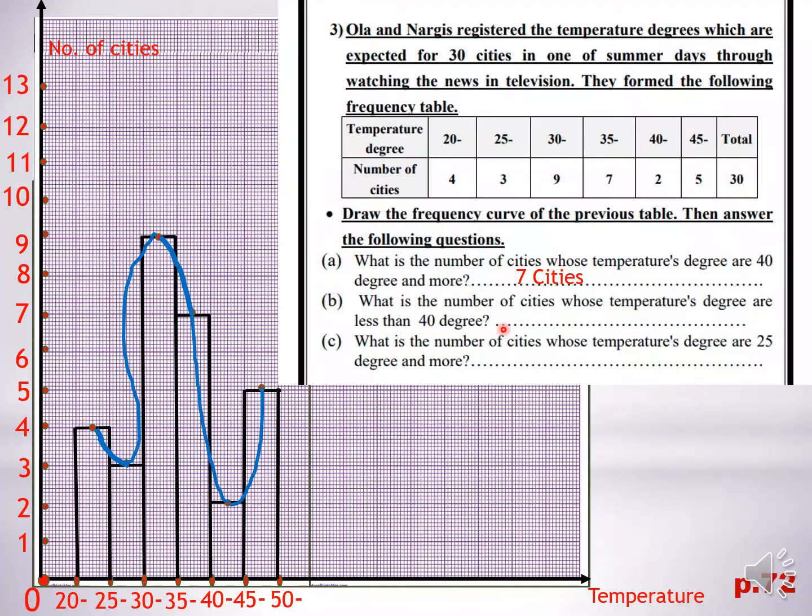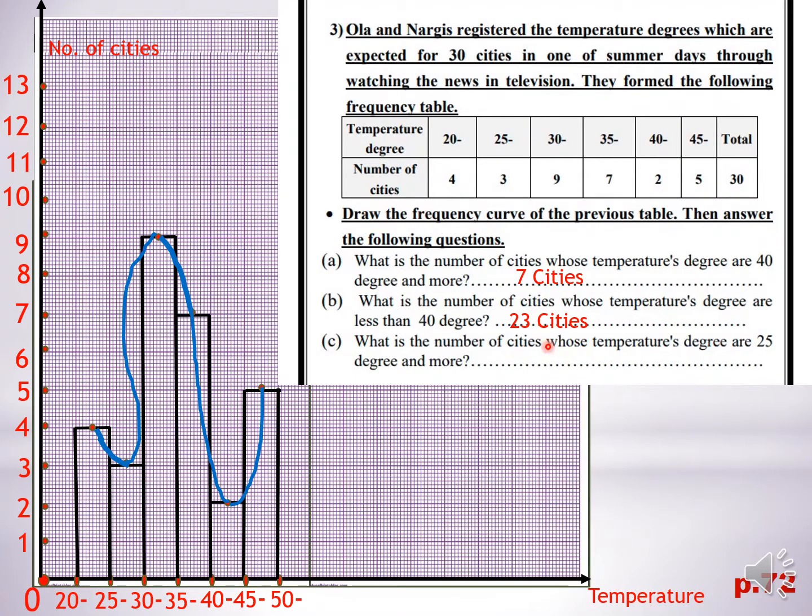And then, what's the number of cities whose temperature degrees are less than 40 degrees? Less than 40. So let's count the number of cities whose temperature is less than 40. I have 7 plus 9 plus 3 plus 4. So they are 23 cities.